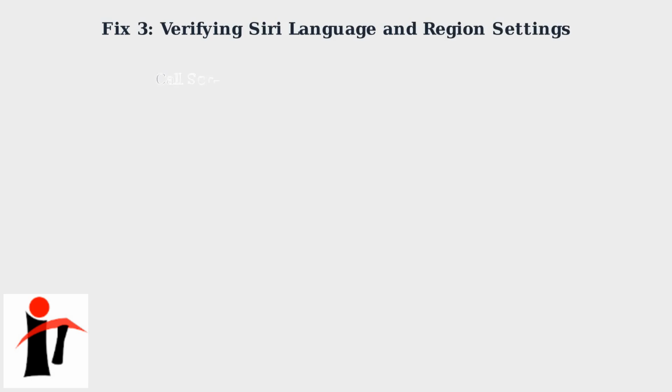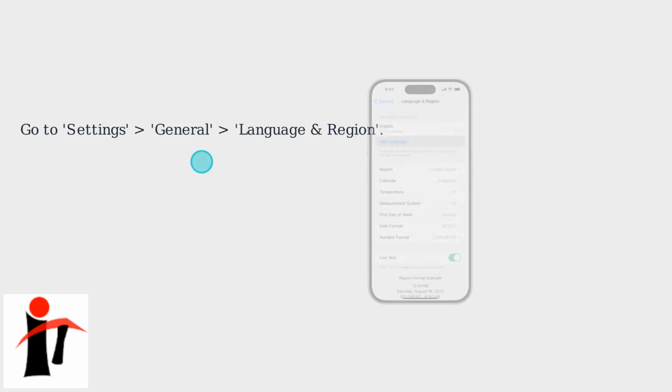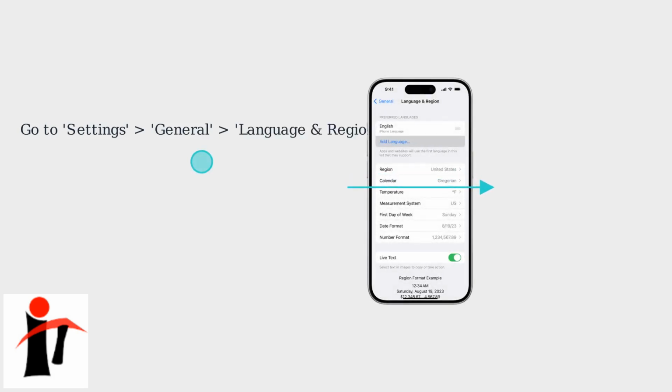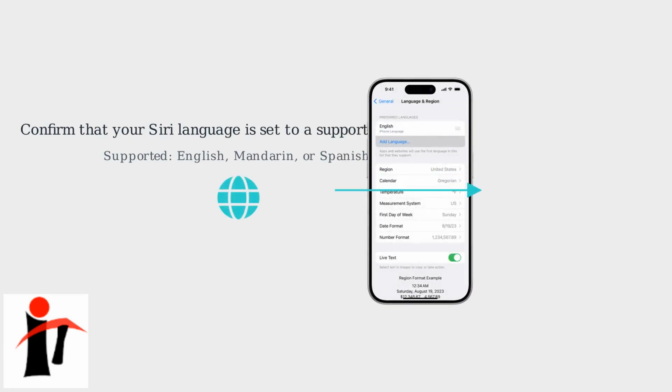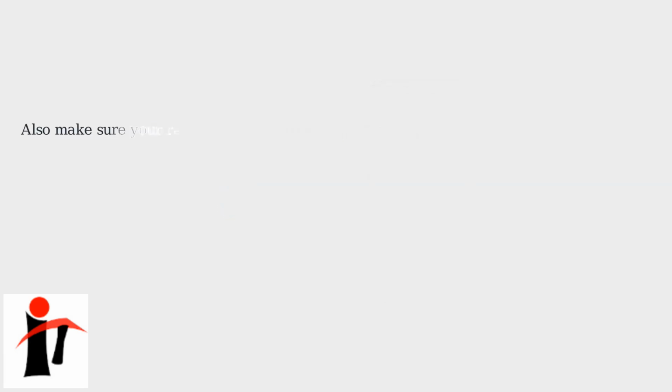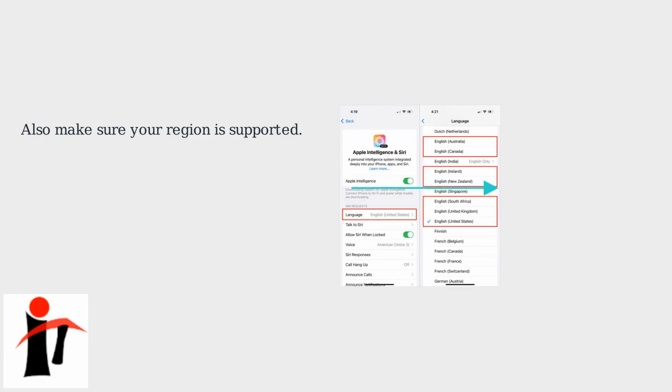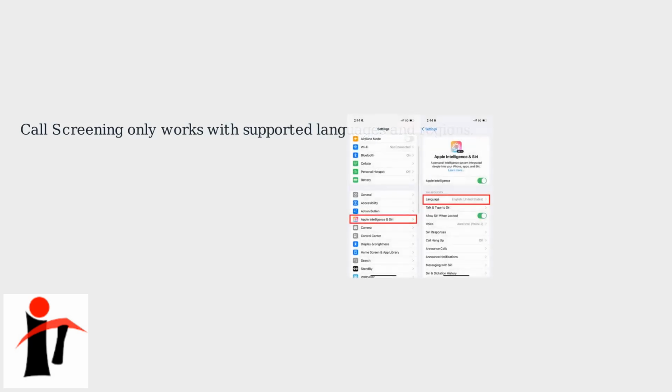Call screening relies on Siri's language capabilities. Go to Settings, General, Language and Region. Confirm that your Siri language is set to a supported language, such as English, Mandarin, or Spanish. Also, make sure your region is supported. Call screening only works with supported languages and regions, so ensuring the correct settings is crucial for proper functionality.